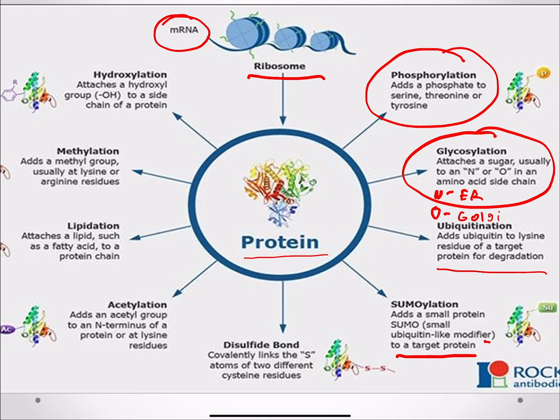We have hydroxyl groups that can get added. We can add a methyl group. Methylation is common in modifications of many different types of proteins. Lipids are going to be important basically in proteins that need to interact with our lipid layers, prenylation, for example. And adding an acetyl group to the N-terminus is very important. In those lysines, this is very important again for histones that we have discussed in controlling histone activity.